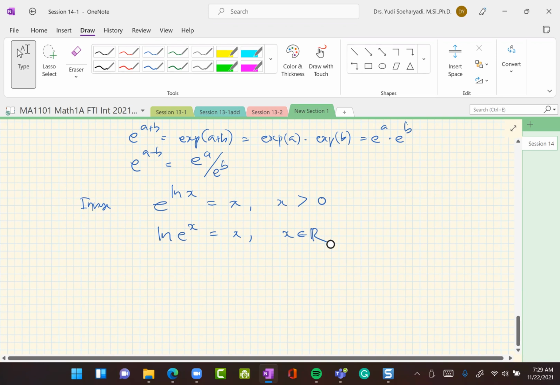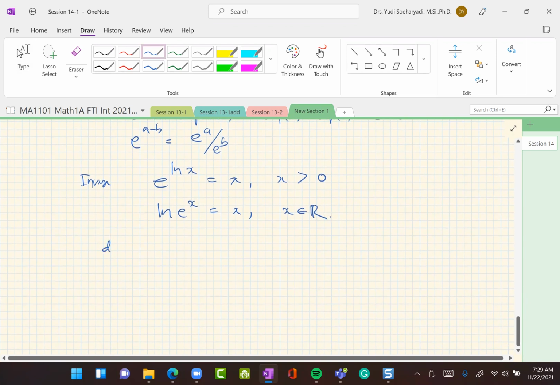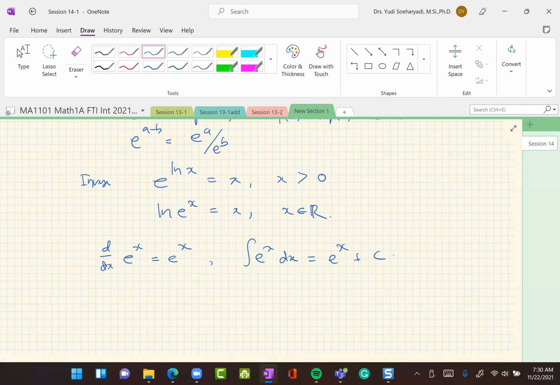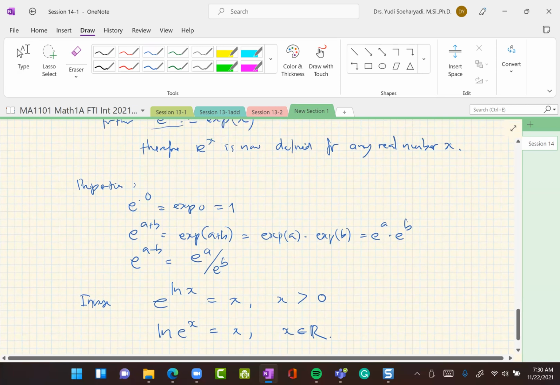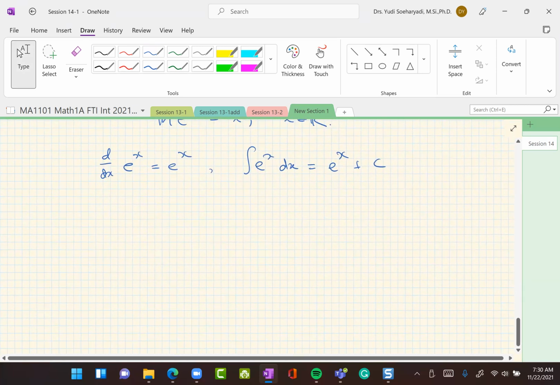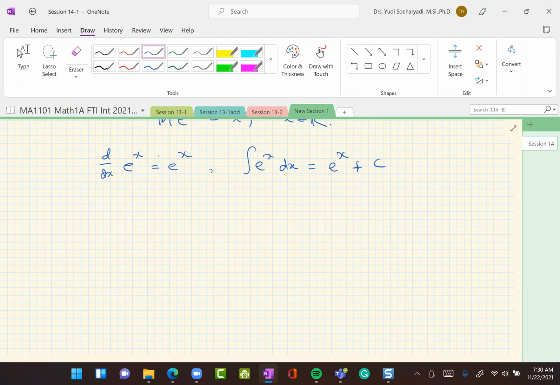All right, questions? And the nice thing about e to the x is that it is the only function that, if you take the derivative, it won't change. Likewise, the integral remains the same. All right, so now we can define exponentials of any number. It's not restricted to rational exponents anymore.